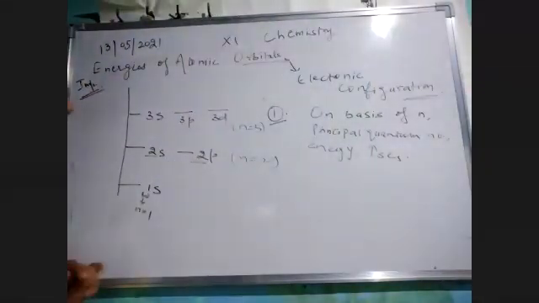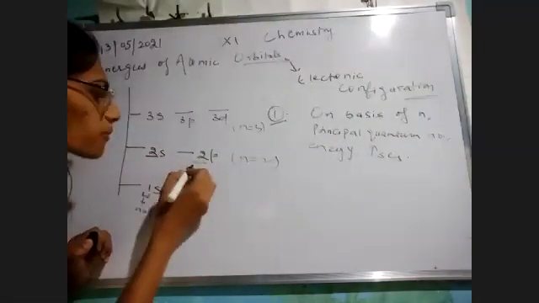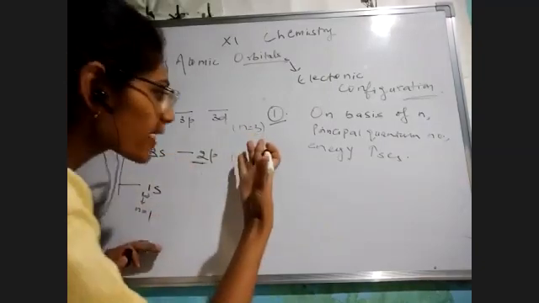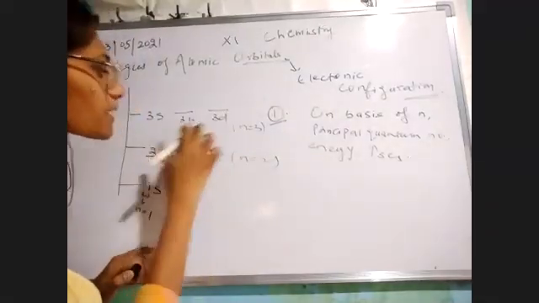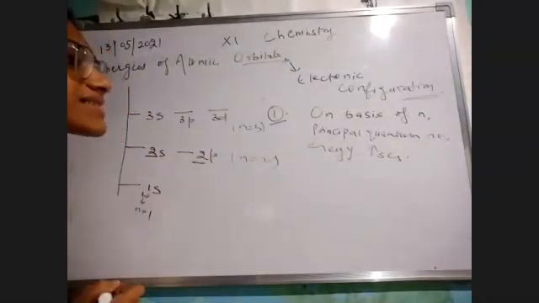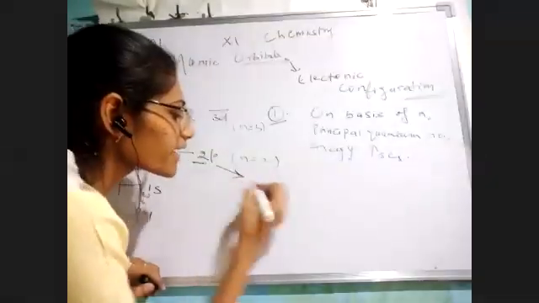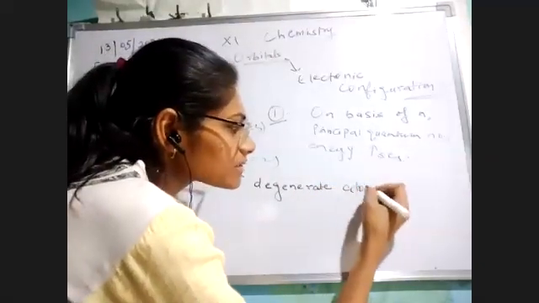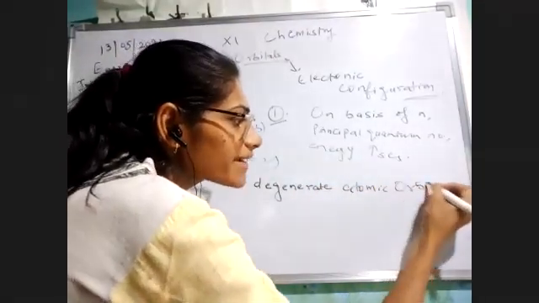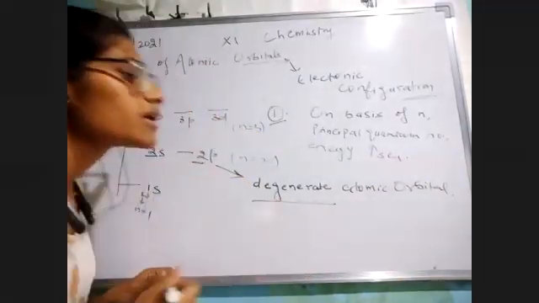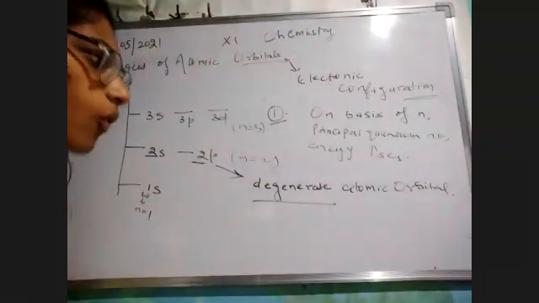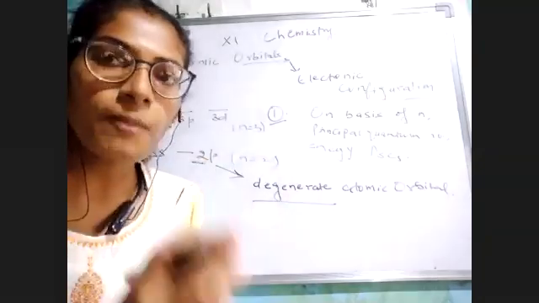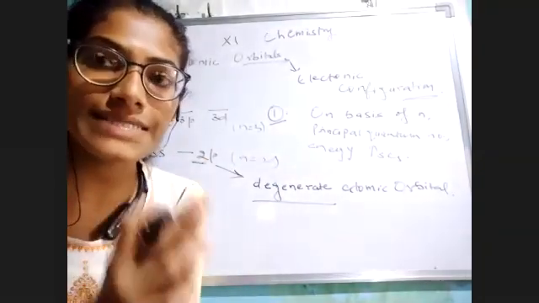But the reason behind this is, since these two orbitals, 2s and 2p, have been put on the same energy level, the same as 3s, 3p, and 3d, which have also been put in the same energy level. These are known as degenerate atomic orbitals. How would I define degeneracy? Degeneracy is a property of atomic orbitals by which we define those atomic orbitals which have the same energies.